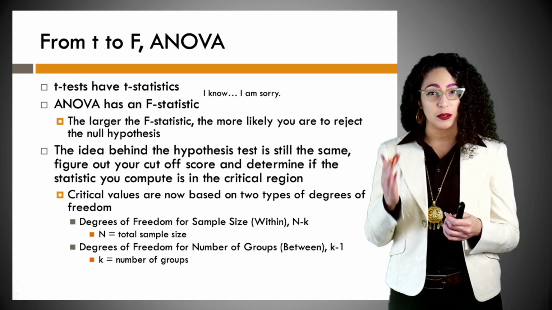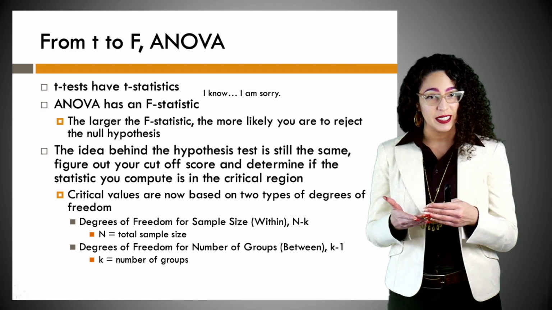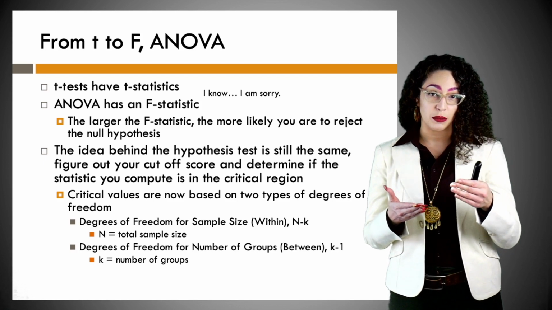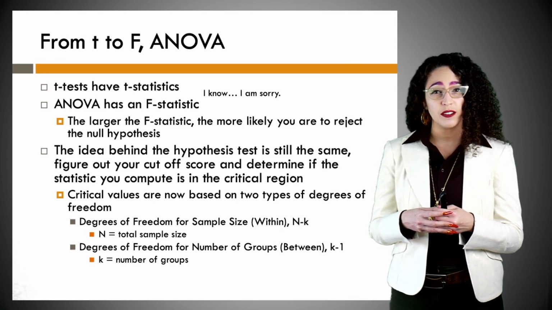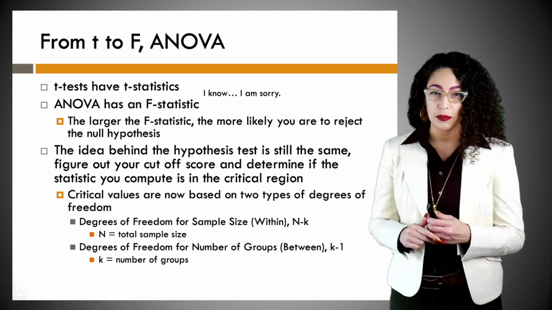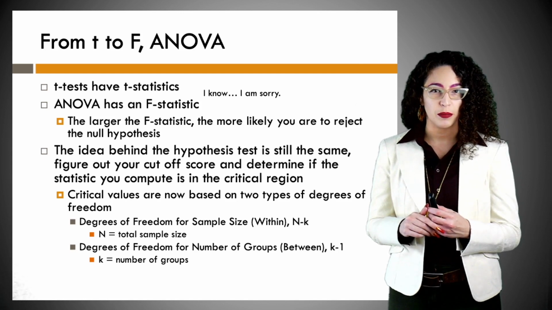We're going to figure out some sort of a cutoff score and determine if that statistic that we calculate is in that critical region. Another big difference now with the F distribution is that critical values are based on two types of degrees of freedom. So let's look at those a bit more.